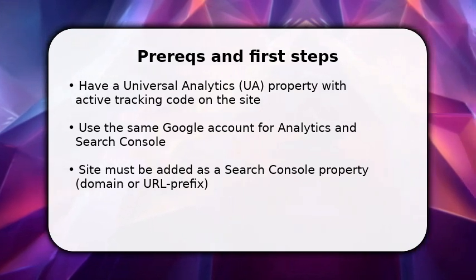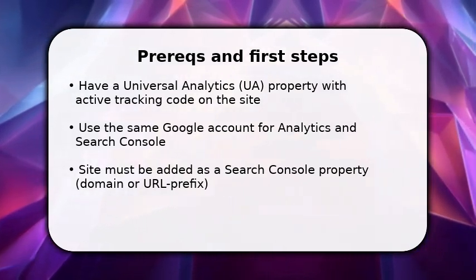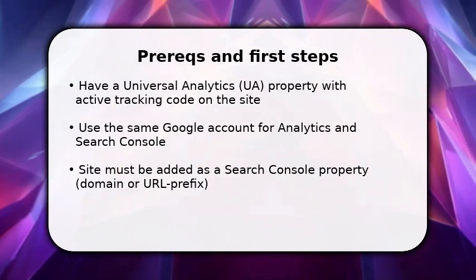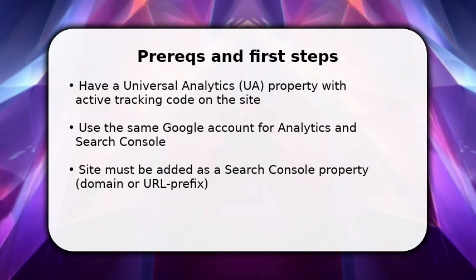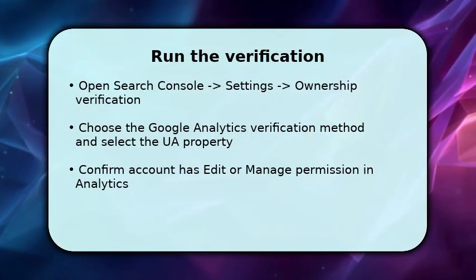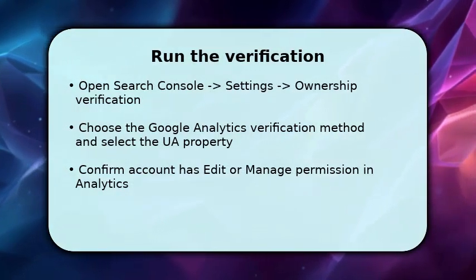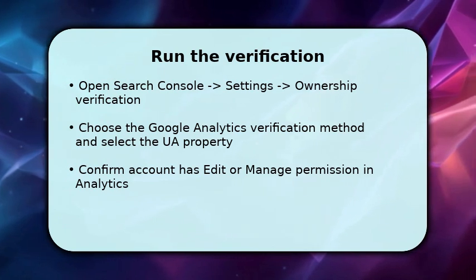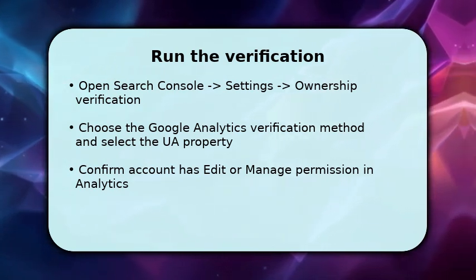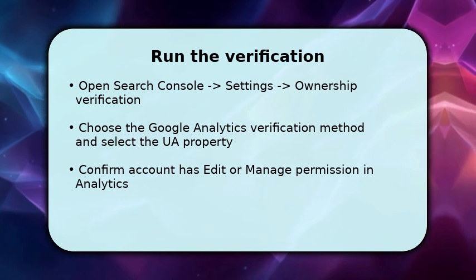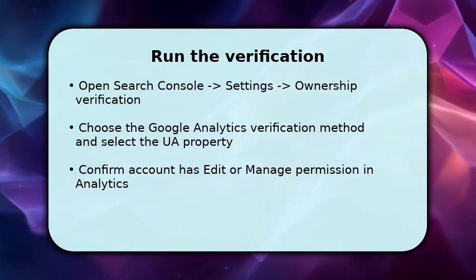Make sure the UA tracking code is on the home page and not blocked by robots or tag managers so verification can see it. In Search Console, go to Settings and choose Ownership Verification. Pick the Google Analytics method. Search Console will list available UA properties tied to your signed-in account. Select the one with the active tracking snippet.